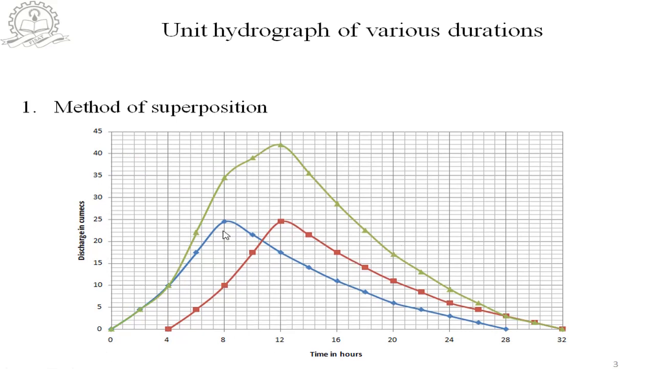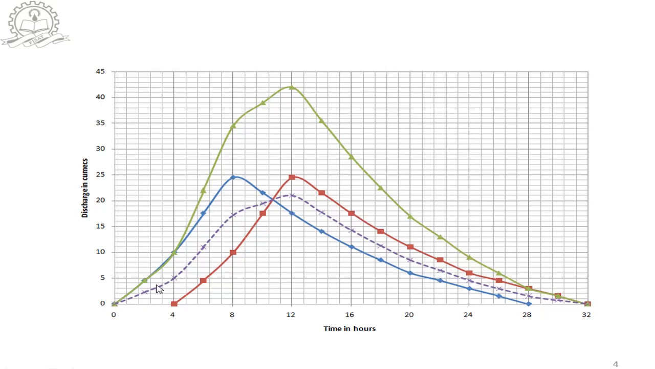We know the area of a unit hydrograph is 1 centimeter. When we superimpose these two hydrographs, we get an area equal to 2 centimeters. So in order to convert this 2 centimeter direct runoff hydrograph into a unit hydrograph, we have to divide the ordinates of this hydrograph by 2 centimeters. So we'll get the unit hydrograph like this. This is how we convert a unit hydrograph for a specific duration to different durations.